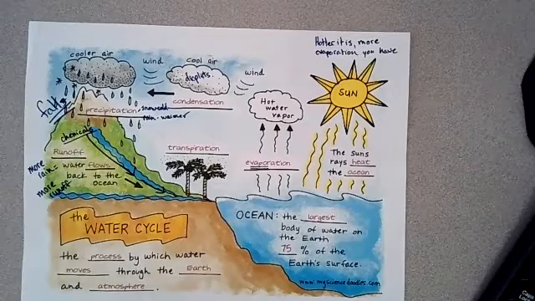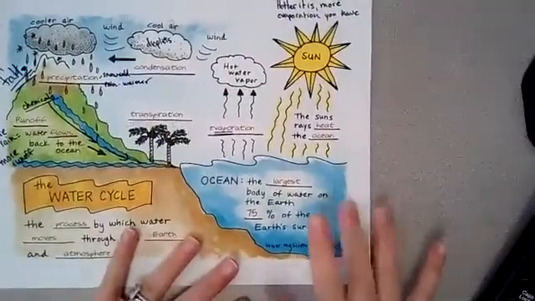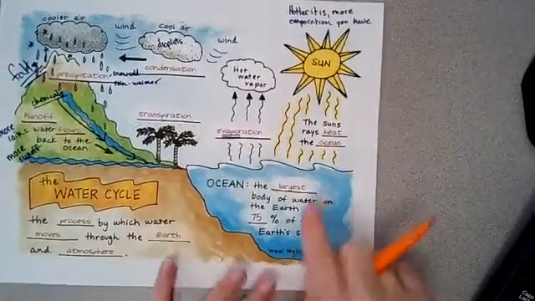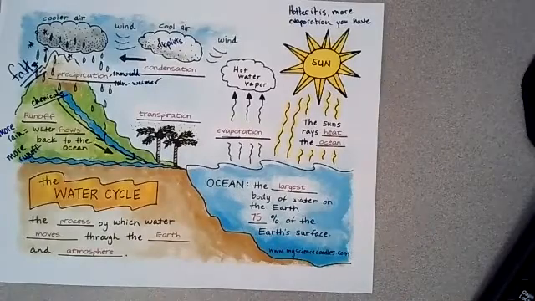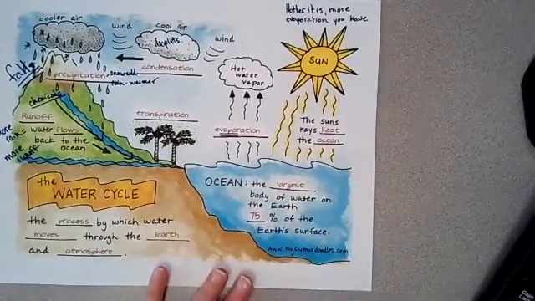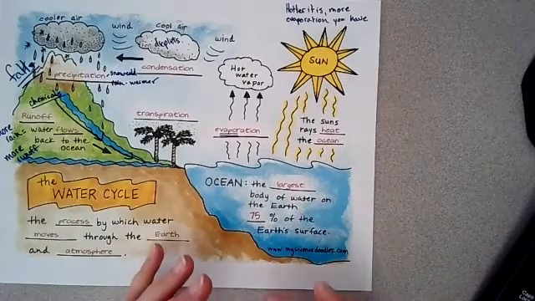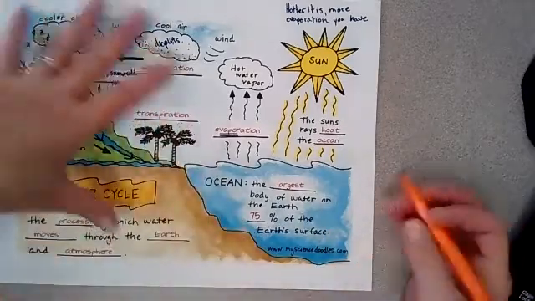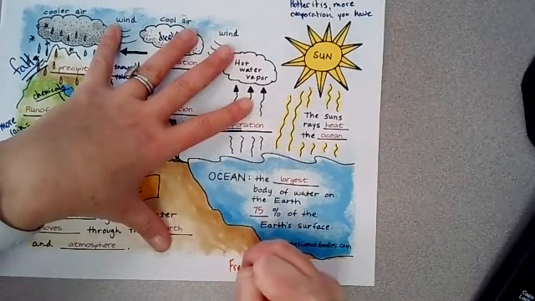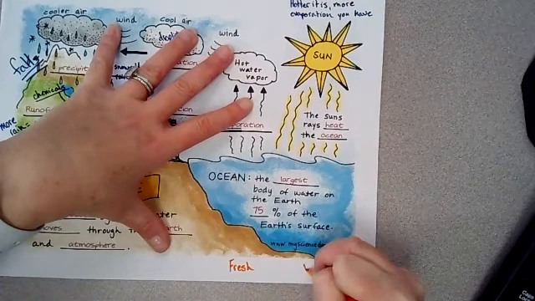I'm trying to think if there's anything else I needed to tell you. Oh, last thing is here. So it says here the largest body of water on the earth is the ocean, which is 75% of the earth's surface. So that is true. 75% of the earth's surface is water. But I need you to understand that some of it is fresh water and some of it is salt.